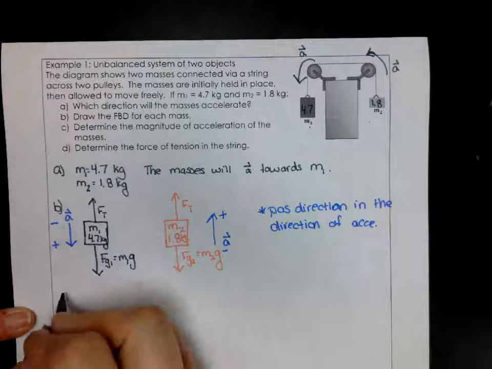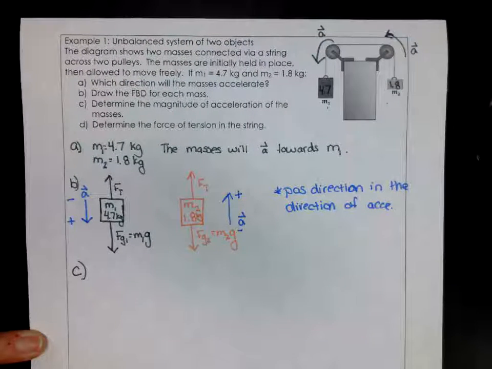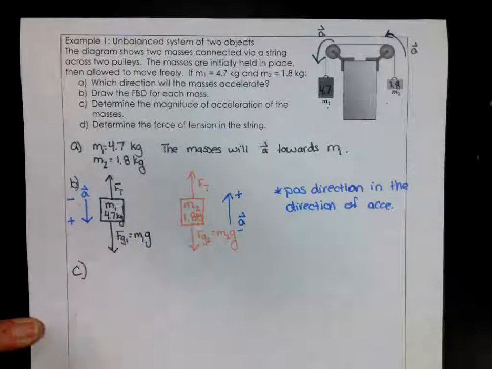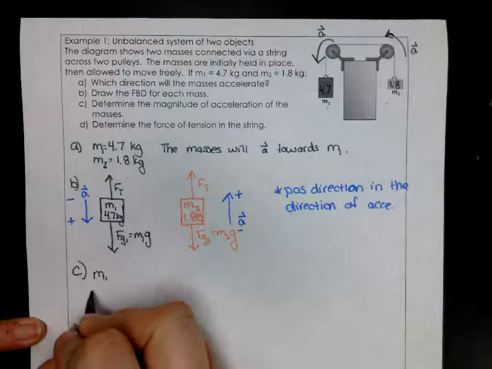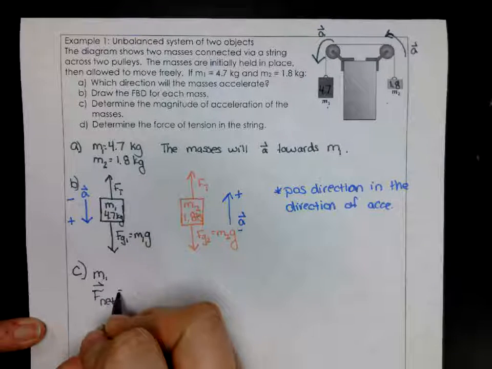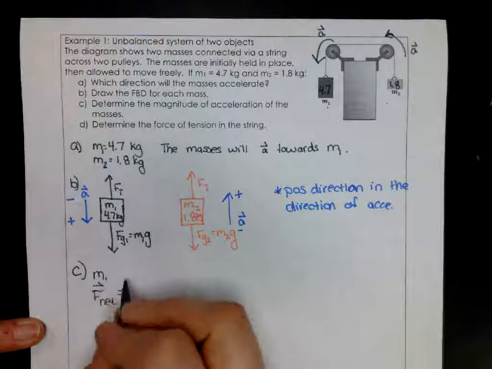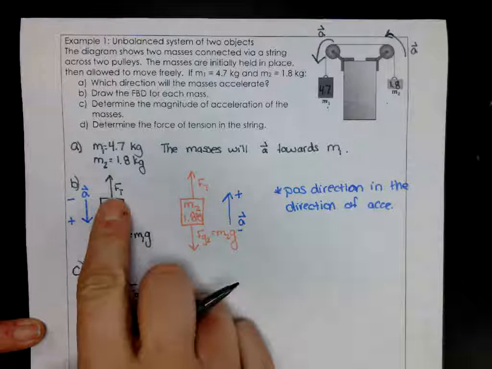Part C wants us to determine the magnitude of acceleration of the masses. The first thing we need to know is all of the forces that are acting on this very first mass. So for M1, our net force is equal to, there's only two forces working here, the force of gravity 1 and the force of tension.